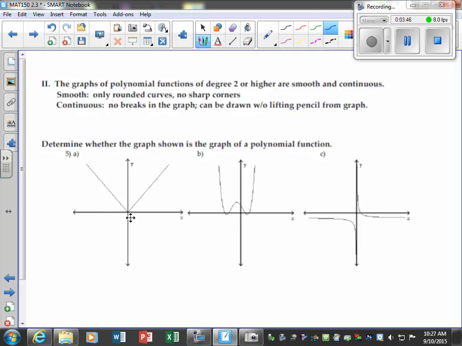What do you think about this first one? No, why would you say that? It's not smooth. Good. What about B? Yes, and I wouldn't have to pick my pencil up, so we would say yes, this is a polynomial function. And what about the next one? No, that's because when I'm going along here, and if I wanted to continue my graph, I have to pick my pencil up to come back here to start it over again. So this one is no because it has breaks. It is smooth, but it has a break. So we would say no.